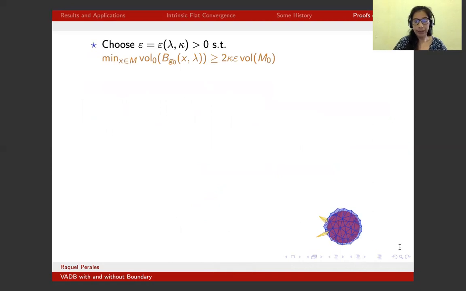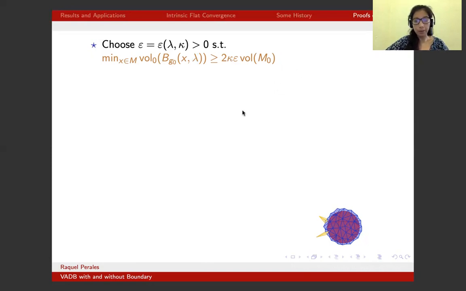So this set W_{lambda,kappa} is constructed as follows. Lambda and kappa are going to be parameters, but using these parameters, we can choose an epsilon such that all the balls in my manifold M_0 of radius lambda have this volume estimate. So all these balls have volume greater or equal than 2 kappa epsilon volume of M_0. And this can be done using Bishop-Gromov volume comparison because we have a fixed manifold M_0. Since it's compact, it has a Ricci lower bound, and we can apply Bishop-Gromov volume comparison.